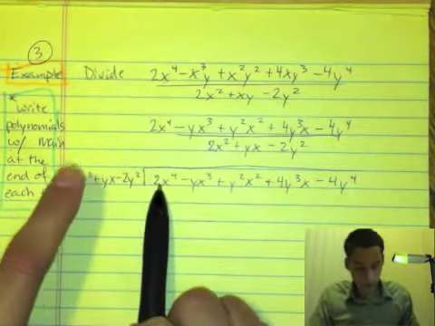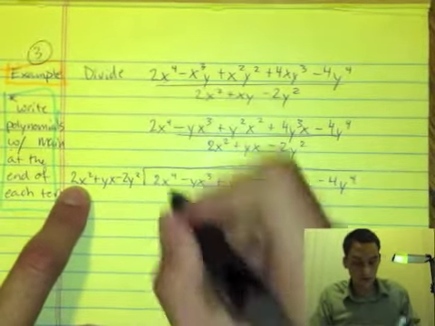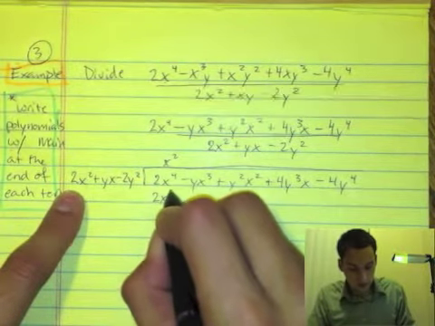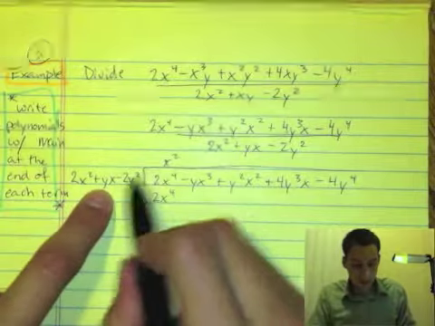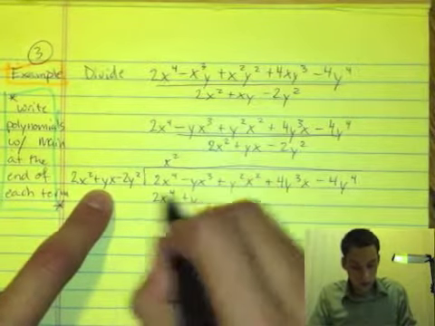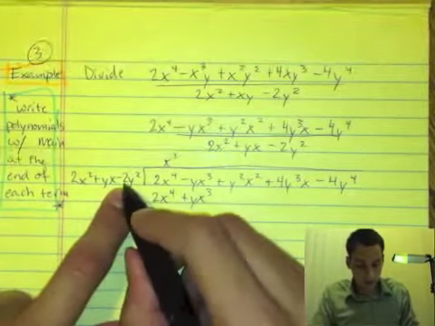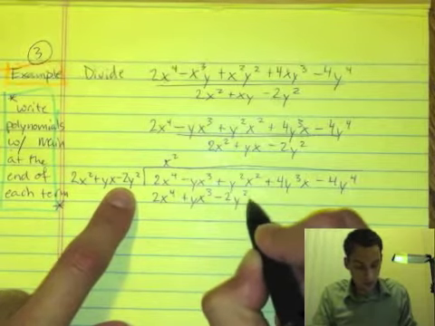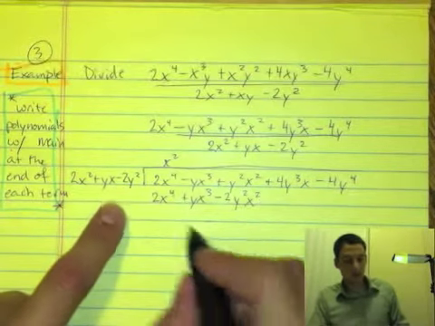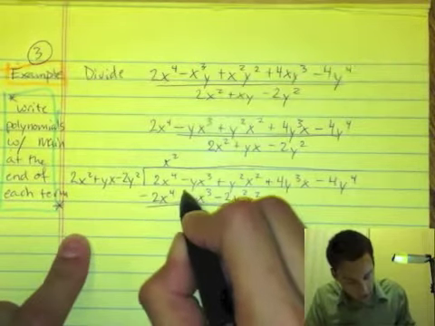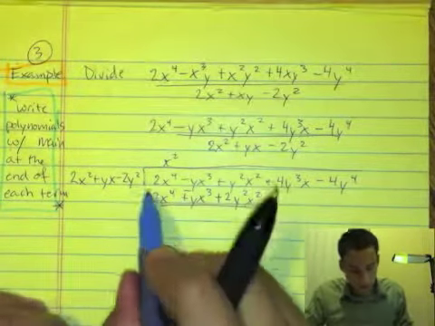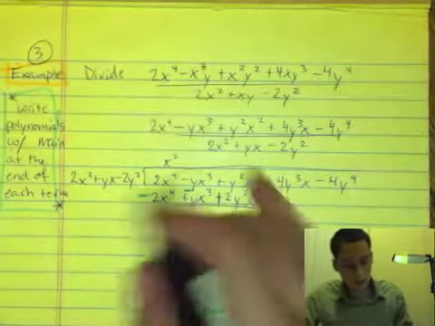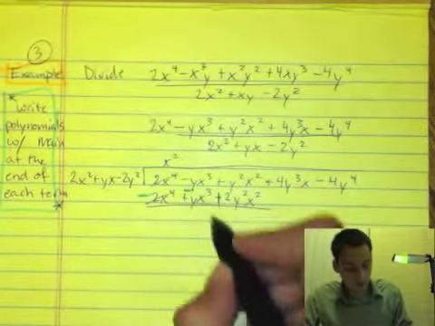And I'm looking at the first terms. What times 2x squared gives me this? Just x squared. And I multiply it out. So I have 2x to the fourth, and then plus yx to the third, and minus 2y squared x squared. I'm subtracting, so I'm going to change all of these signs. And I'm always going to highlight them just so that you guys don't get confused. Why is he changing the sign all of a sudden? It's because I'm subtracting. So these go away.